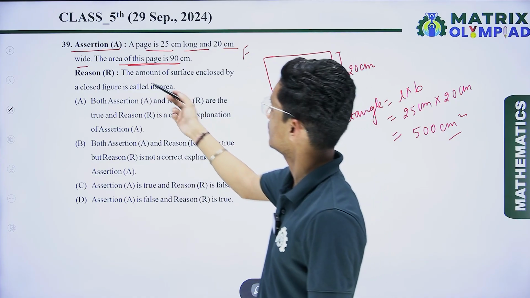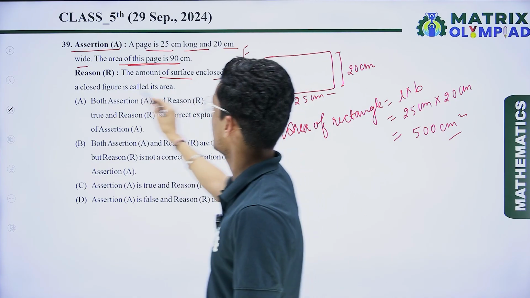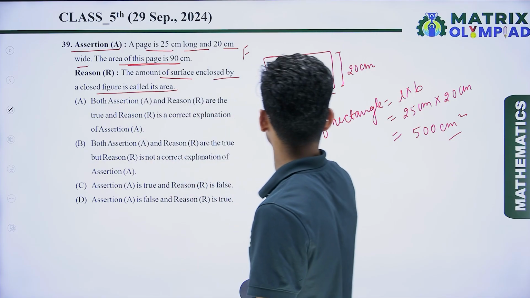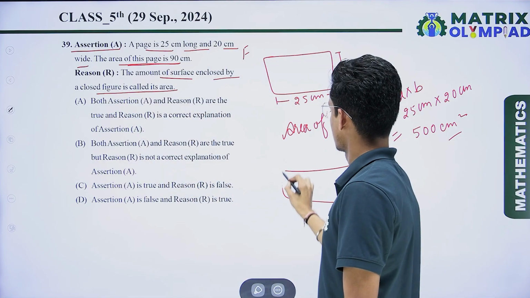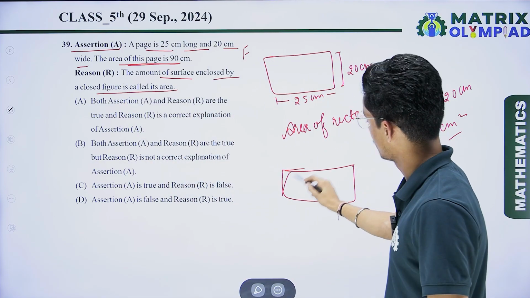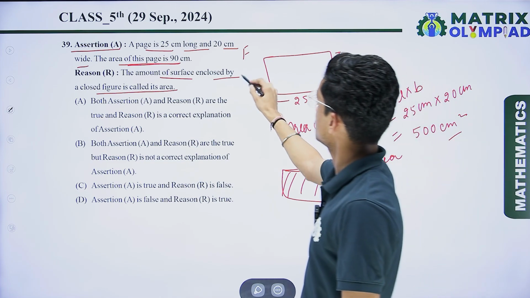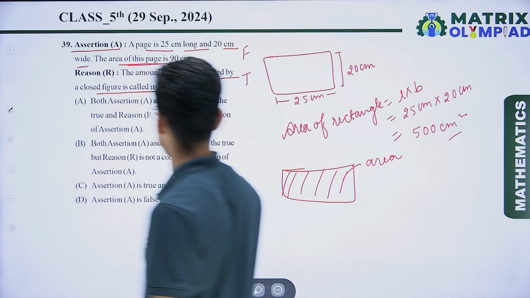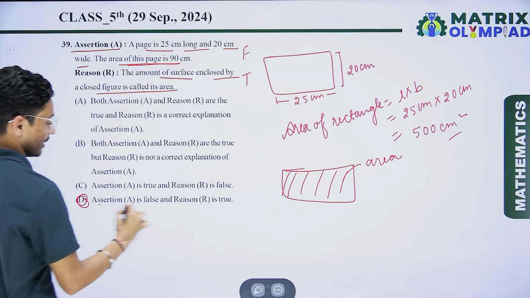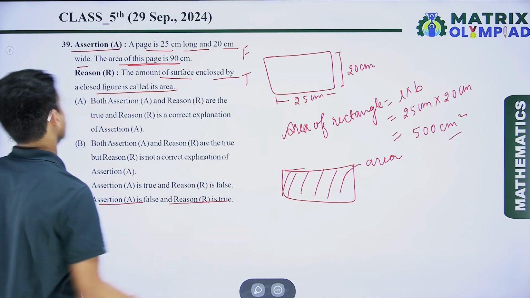Now if I talk about reason, the amount of surface enclosed by a closed figure is called area. So suppose that I have a surface and it is enclosed by boundary, so this is called area. So reason is true. So assertion is false and reason is true. Here option number D is the correct answer. Assertion is false and reason is true.